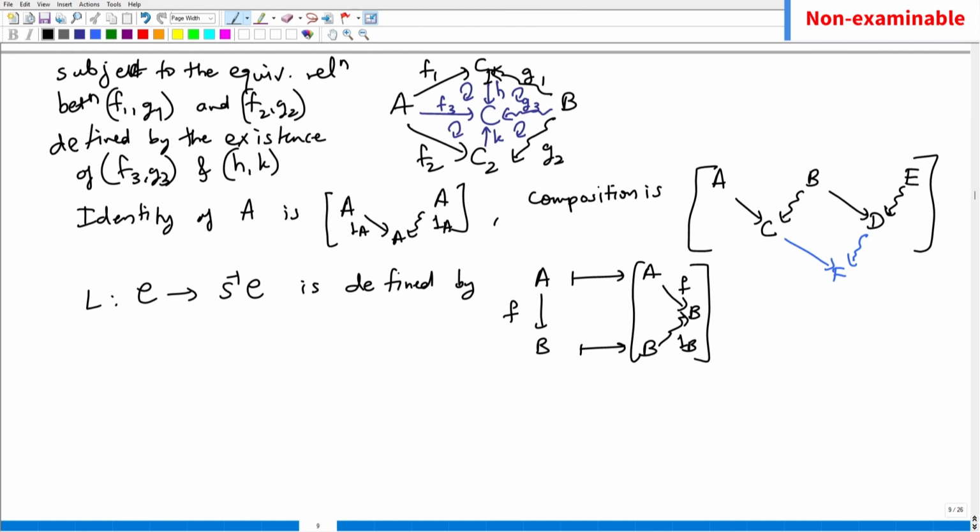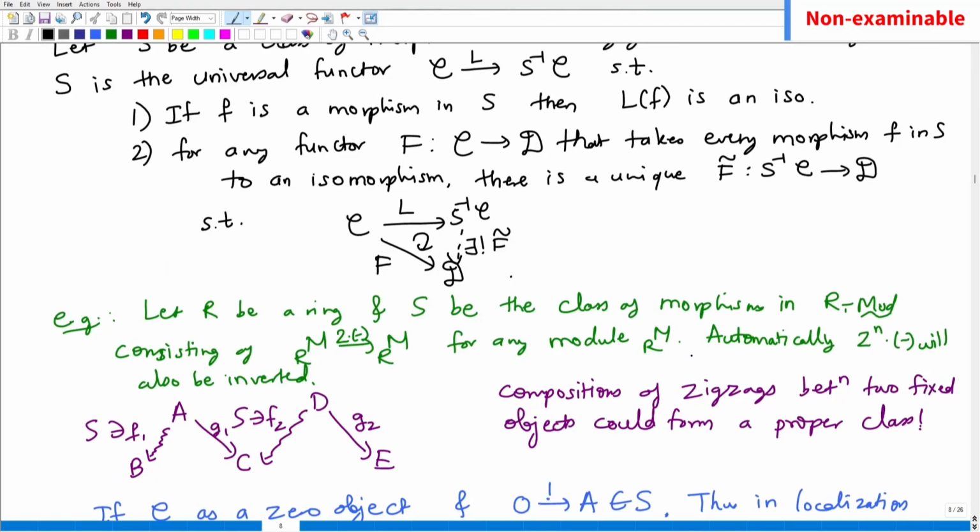And then for a given functor F, what will F tilde be? We want this diagram, yeah? I mean, C to D also, if that is given, what will happen with S inverse C? A to B via F and A to A via 1 sub A.